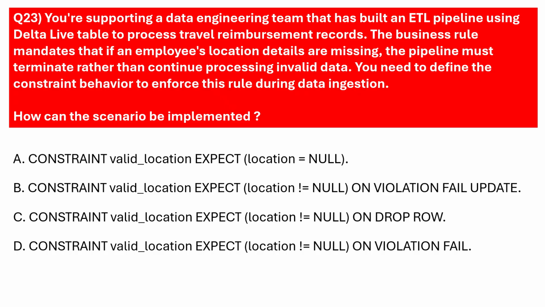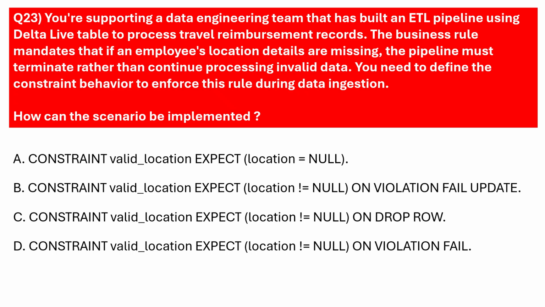Table to process travel reimbursement records. The business rule mandates that if an employee's location details are missing, the pipeline must terminate rather than continue processing invalid data. You need to define the constraint behavior to enforce this rule during data ingestion. How can the scenario be implemented?